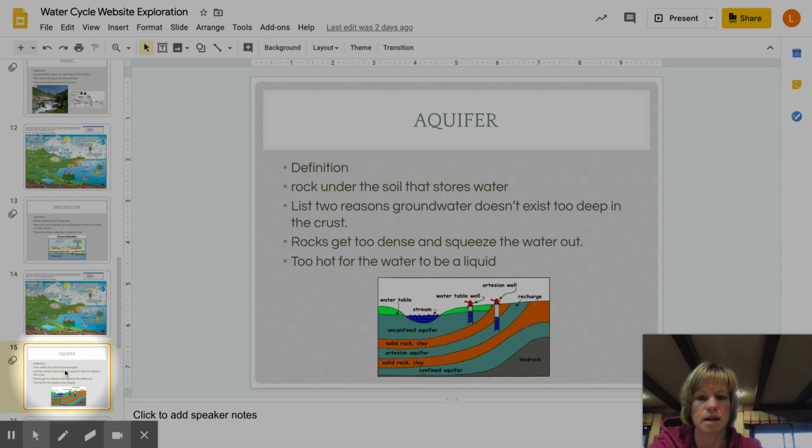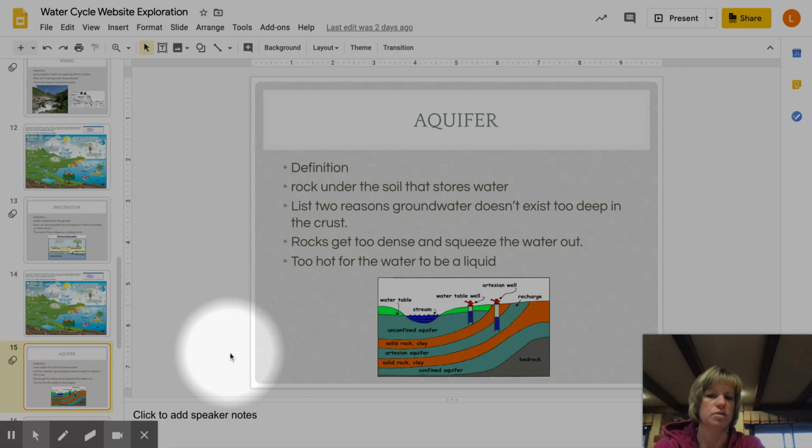So if you check this out with me, notice I'm highlighting the word rock. Aquifer is a rock under the soil that stores water. And then the critical thinking questions there, the key question, why don't we have groundwater too deep in the crust?